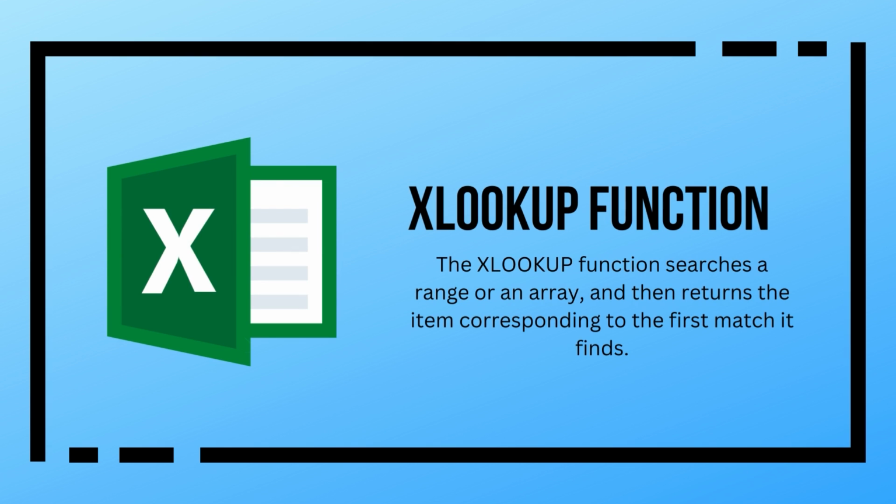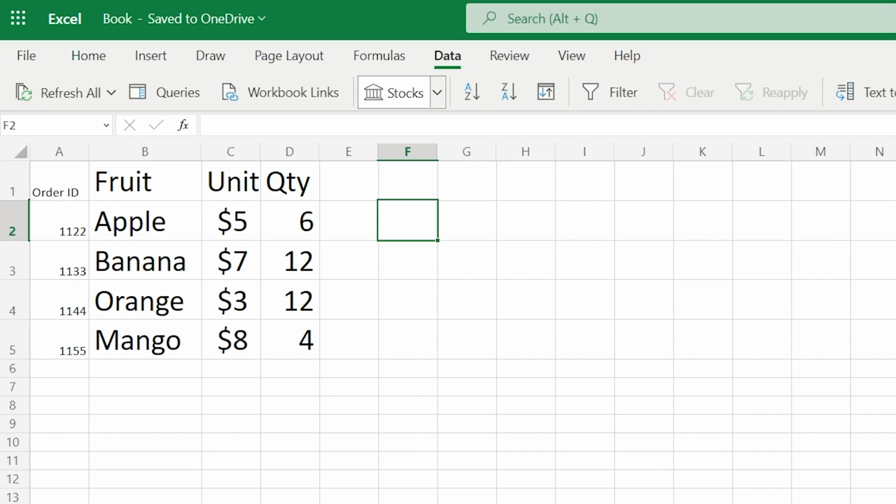Alright, let's get into the xlookup function. The xlookup function searches a range or an array and then returns the item corresponding to the first match it finds. Remember that the xlookup function is the same as vlookup and hlookup. It works on both horizontal data and vertical data. Now as you can see right here, I have some data of fruit, unit, quantity and order ID. Now I'm going to use the xlookup function on it to track its values.